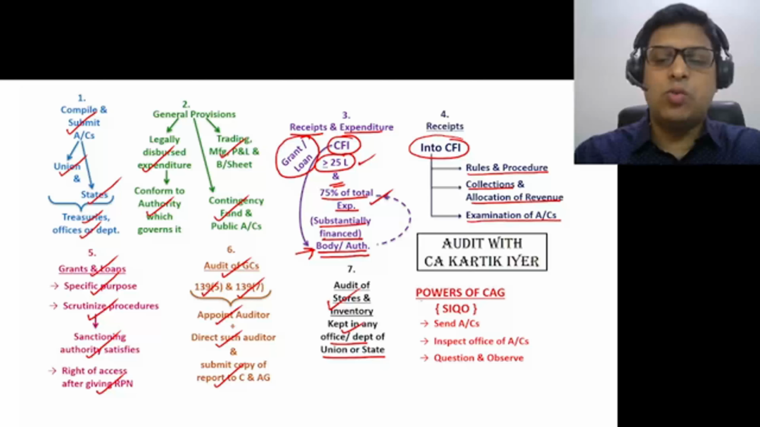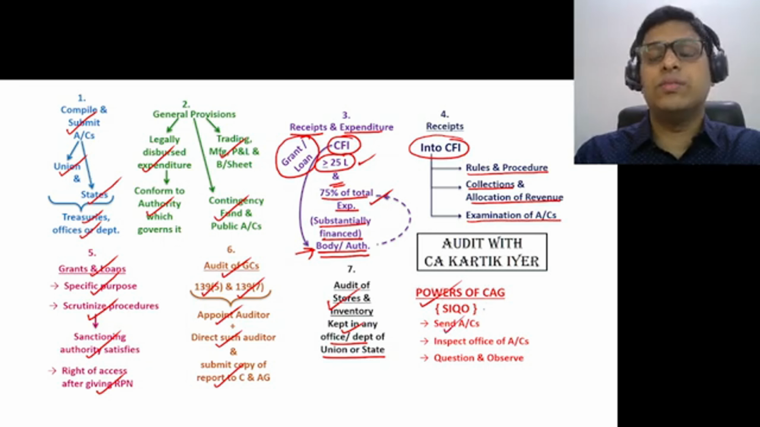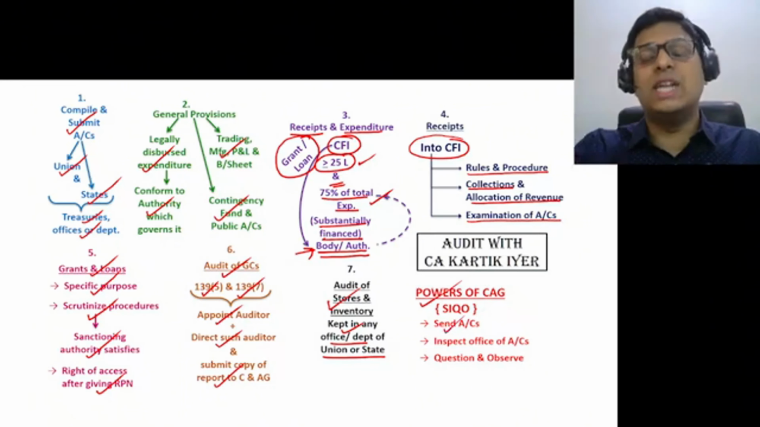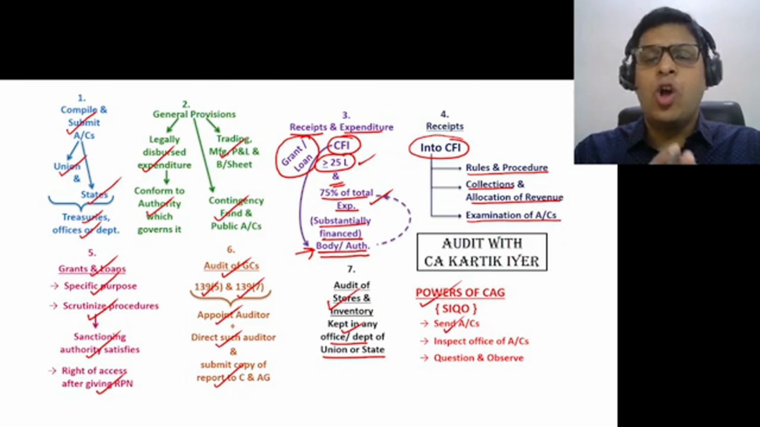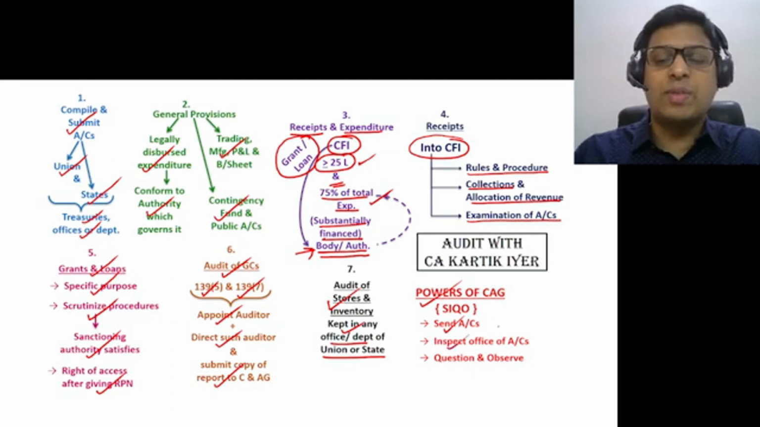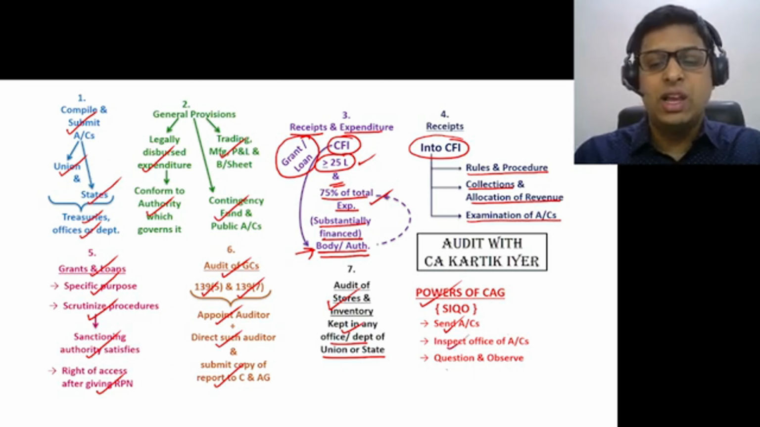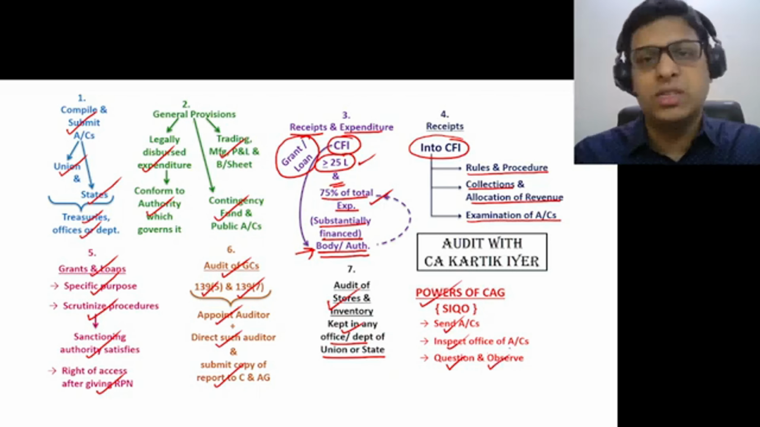Okay. Now, what are the powers of CAG? The powers of CAG are very simple. Remember the code called SECO. SECO is nothing but that you have to ensure that the accounts are sent and the accounts are there with the Comptroller Auditor General of India. So the accounts are prepared also by them. So at the various departments that they have, then the CAG also has a power to inspect office of accounts. And finally, the CAG has a power to question and also observe the functioning of the departments working under CAG.